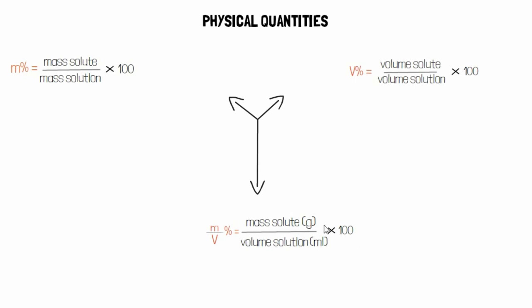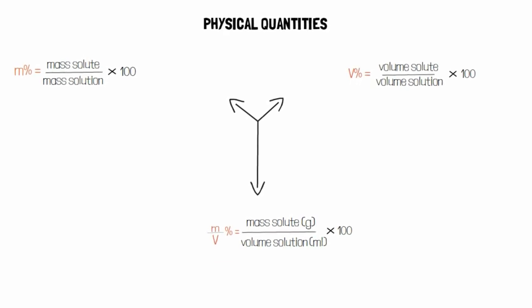Regarding mass volume, we won't have the same units this time, because on the top we will have grams and on the bottom we will have milliliters. In this case, it's important to keep the same proportion. So if I use grams on the top, I have to use milliliters on the bottom. And if I use kilograms here, I have to use liters here. So just take this into account, please.